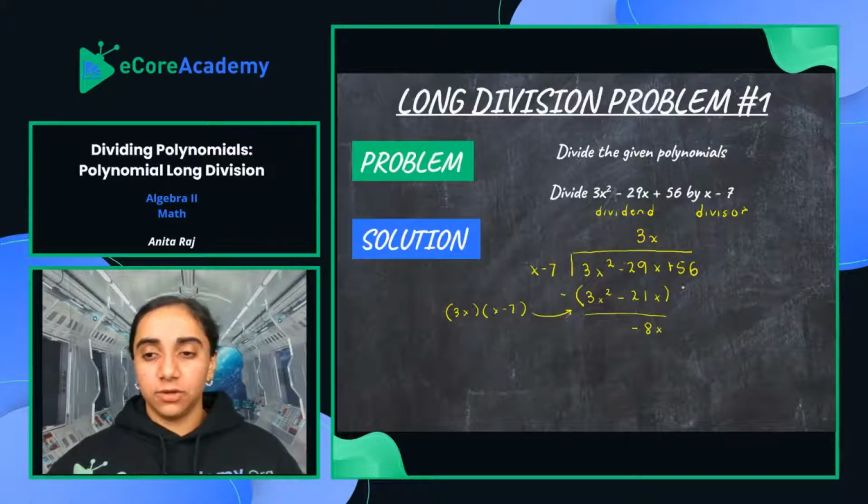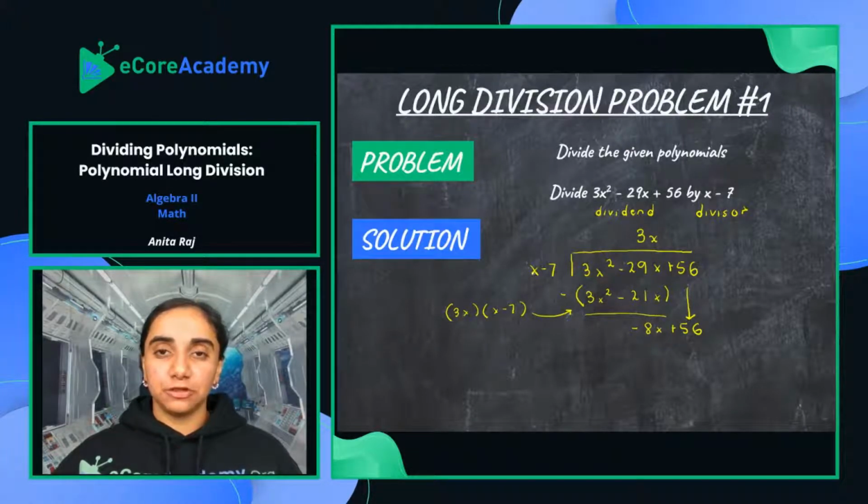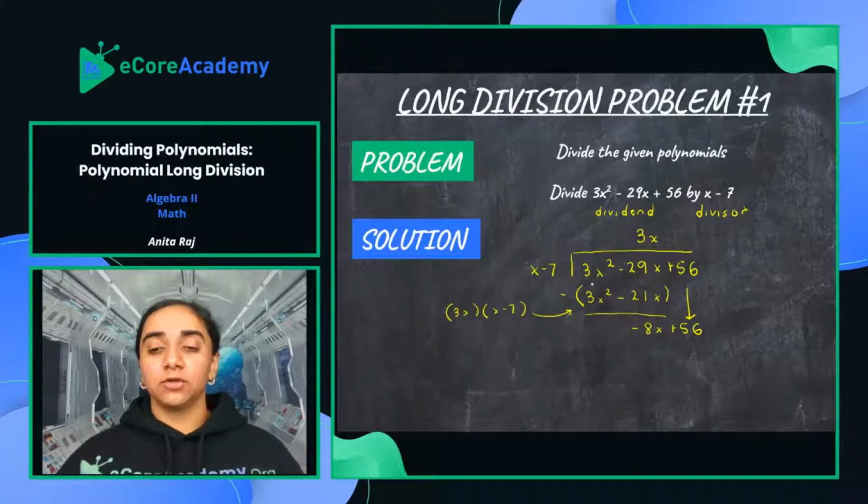Then what we do is we want to bring this 56 down. So we're going to bring this 56 down here. And what we do is we literally do the exact same thing. So we look at the first term of our divisor, which is x, and we look at the first term of what we have down here, which is negative 8x. So what do we have to multiply x by to get negative 8x? Well, we don't have to multiply it by any x's because these x's are both linear terms, so they're both literally the same. However, we got to multiply x times negative 8 to get negative 8x.